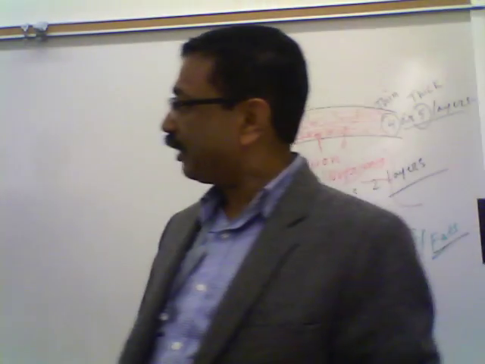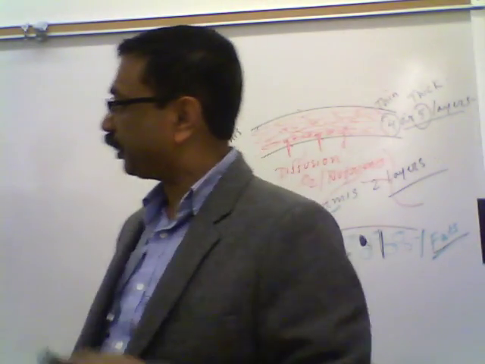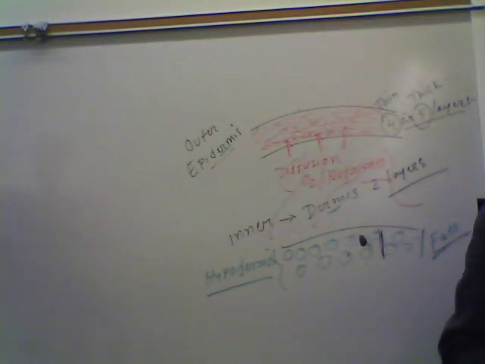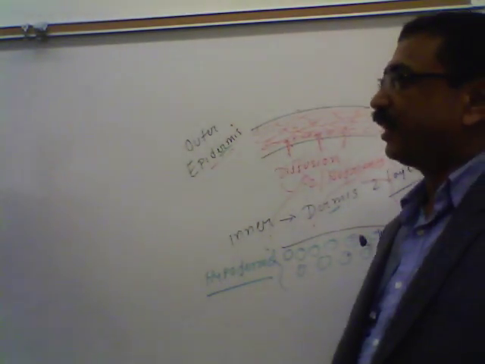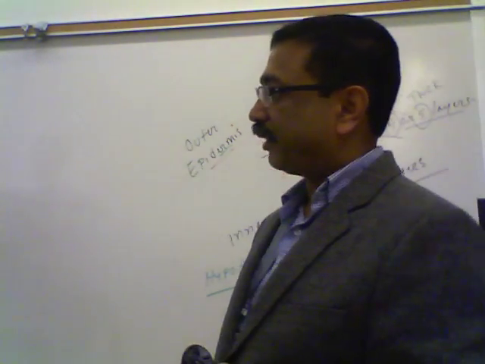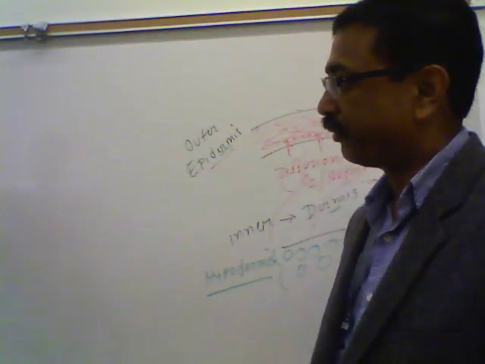Here you see the structure of the skin. Outer epidermis, inner dermis, and under the dermis, hypodermis, contains a lot of fat. You see the yellow structure, those are fat globules.